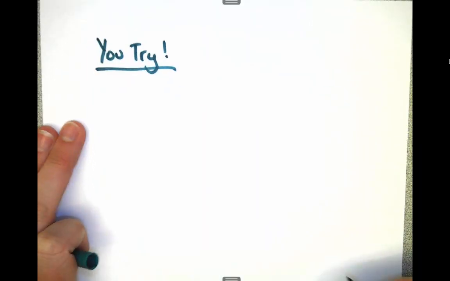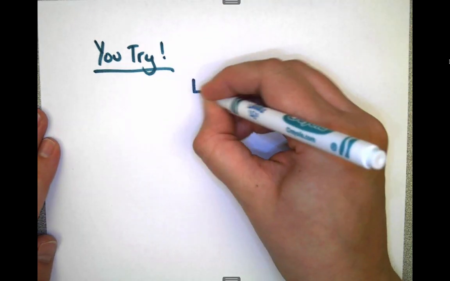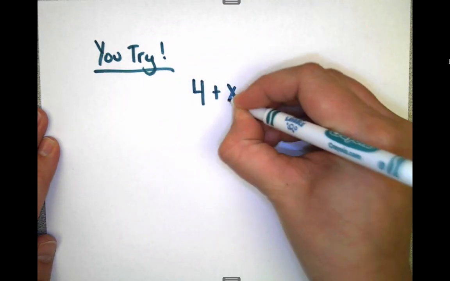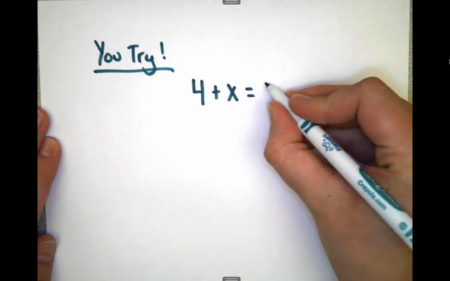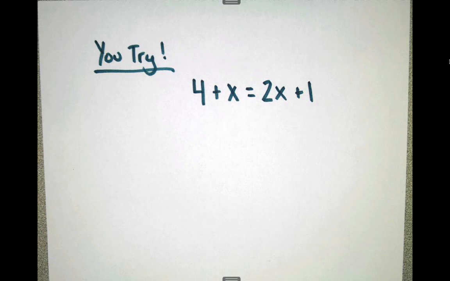So for your you try, I want you to solve for x, and your problem is 4 plus x equals 2x plus 1. 4 plus x equals 2x plus 1. Now, your job is to hit the pause button on your device. Go ahead and try to solve by drawing a picture and doing your flip, zero, balance. And then when you're ready, let's check answers.